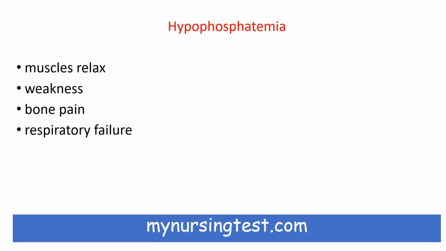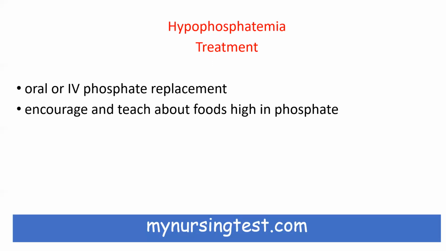With hypophosphatemia, the muscles are gonna be relaxed, right? You're gonna have weakness. And remember, your diaphragm is your muscle of breathing. So if the muscles are too relaxed, you may actually get respiratory failure. Okay, so to treat it, we can give oral or IV phosphate replacement, and we're going to encourage and teach the client about foods high in phosphorus.